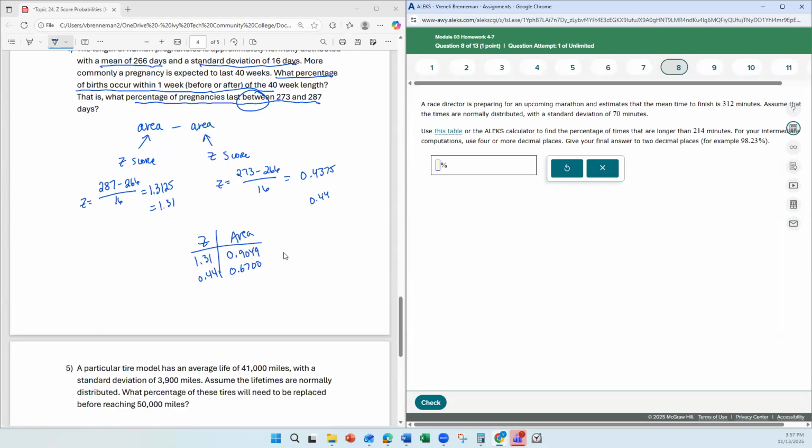This would be 0.9049 minus 0.6700, or you could do it in percent form. Either way ends up in decimal form 0.2349, which gives the percentage 23.49% for the final answer.